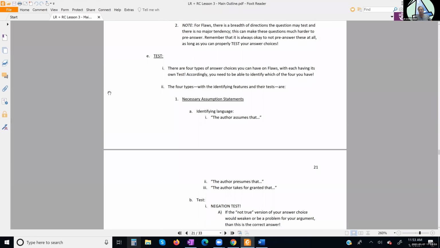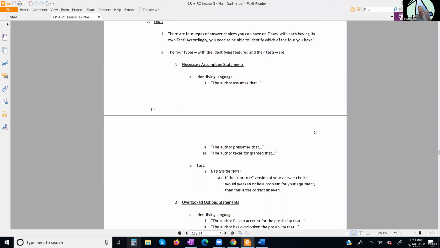Now, the second thing that makes flaws very tough is that we have four different answer choice types. What I mean by that is, when you have a necessary assumption question, we do the negation test, because the definition of a necessary assumption is something that, if it's not true, would be a problem for the argument. If we negate it and it weakens the argument, that makes it correct. If you don't know that from necessary assumptions, I would definitely recommend checking out that video before we get into flaws, because flaws build on that. So in necessary assumption questions, for every single answer we know we have to do that negation test.